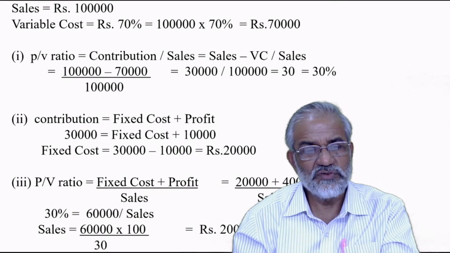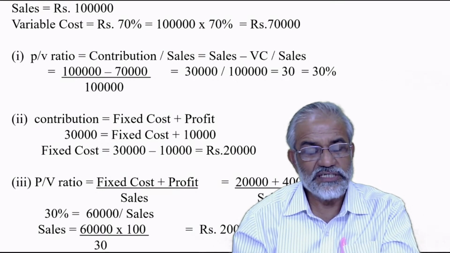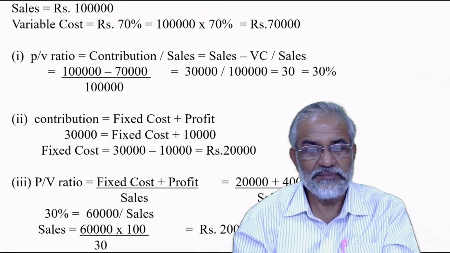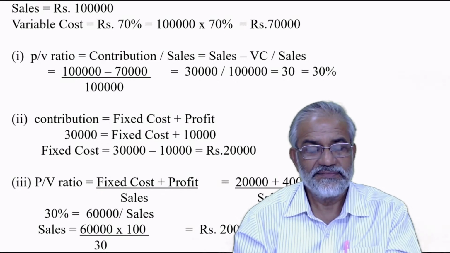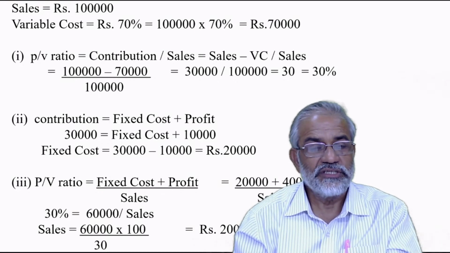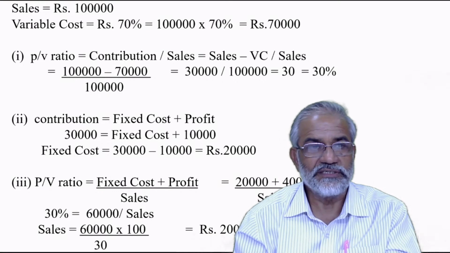That means 60,000 divided by sales. Sales is equal to 60,000 into 100 divided by 30. It is coming to 2 lakhs. That means when the amount of sales is 2 lakhs, then at that juncture the organization is able to earn a desired amount of profit of 40,000.